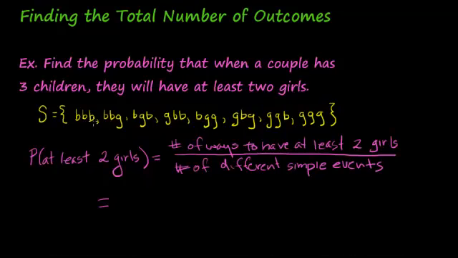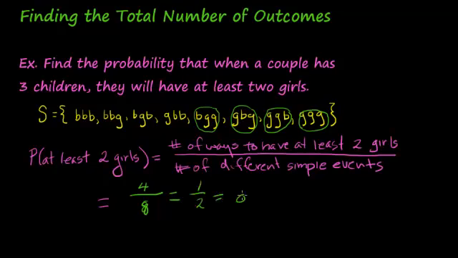Okay, let's see. There's no girls there. One girl, 1 girl. Here's 2 girls. That's an example of 2 girls. That's an outcome that has 2 girls. Here's an outcome with 2 girls. Here's an outcome with 2 girls. But this doesn't say 2 girls, it says at least 2. So if you have 3 girls in the family, you have at least 2. So the number of ways to have at least 2 is 1, 2, 3, 4 ways out of the total number of different simple events. Well, we had 1, 2, 3, 4, 5, 6, 7, 8 simple events. So this would be a probability of 1/2, or as a decimal, 0.5.